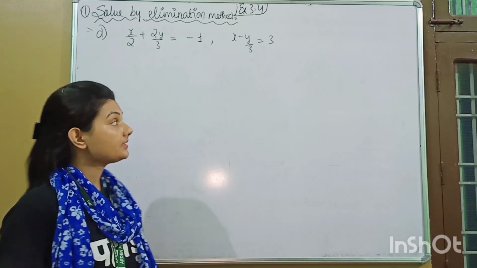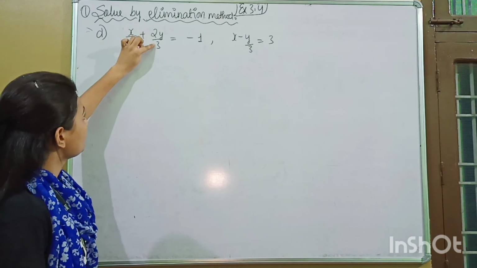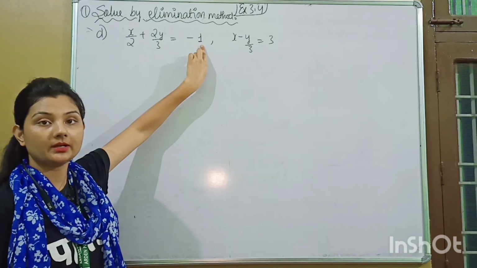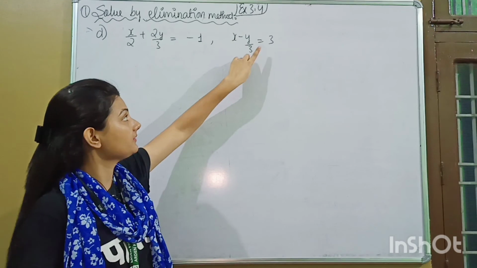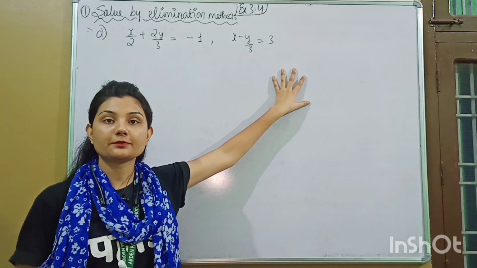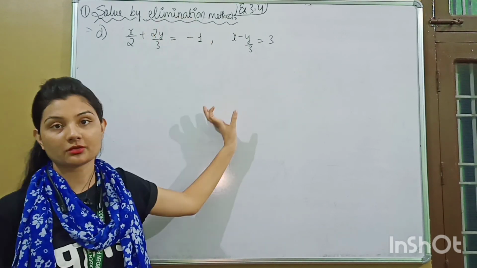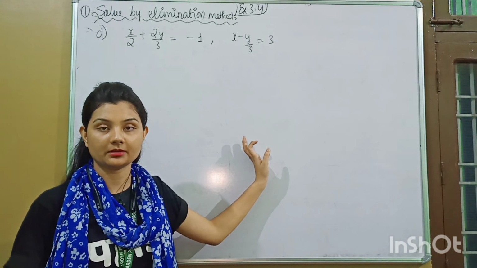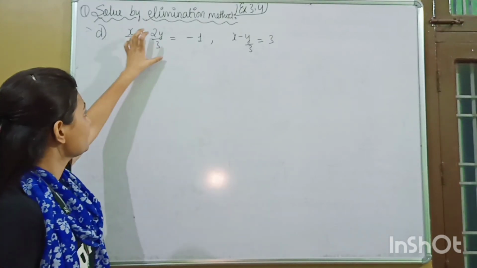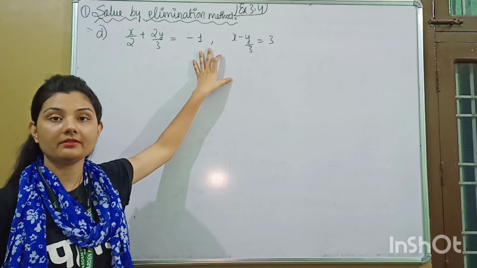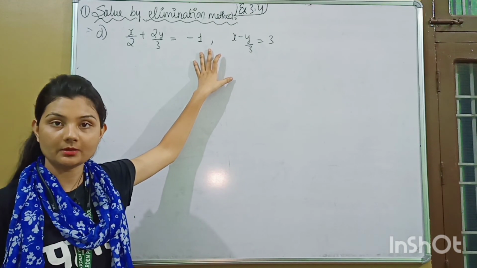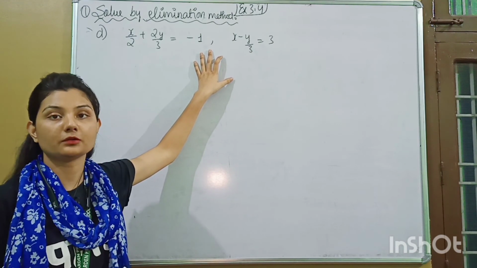The last part is x upon 2 plus 2y upon 3 equals minus 1, and here x minus y by 3 equals 3. So first of all we have to simplify the equation as we were doing in the substitution method questions. First of all we will simplify the equations and we will get one linear equation in 2 variables. Then afterwards we will solve those equations.